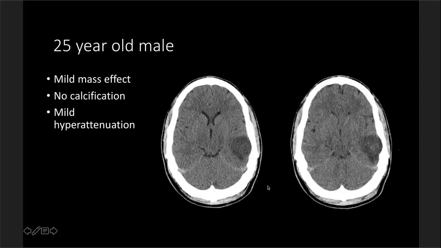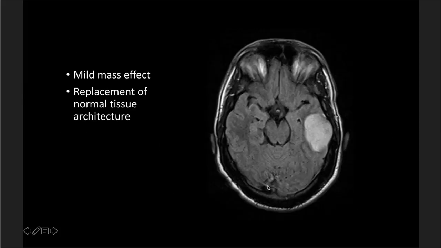When we go to MRI, this is the T2 FLAIR image. We can see that the mass is bright on T2. It's got homogeneous, hyperintense signal on the T2 weighted image, and it's replacing the normal brain architecture, so we can't make out the cortex and the white matter underlying the mass.